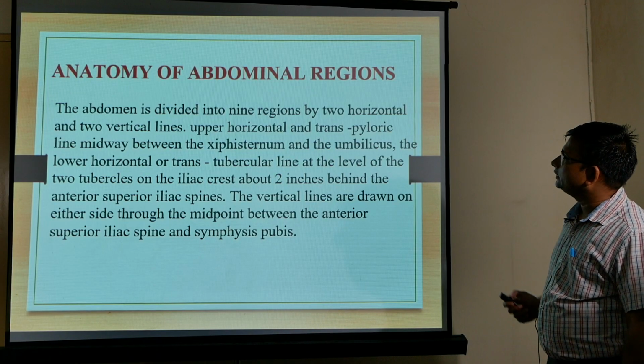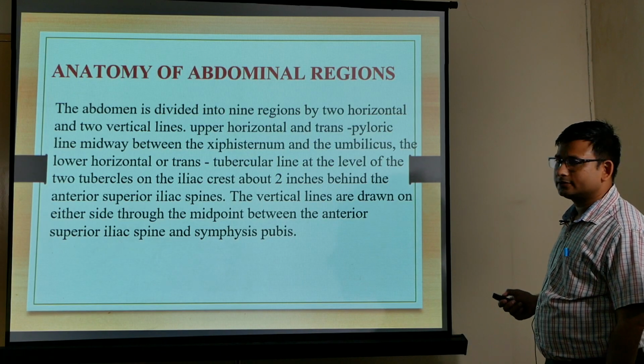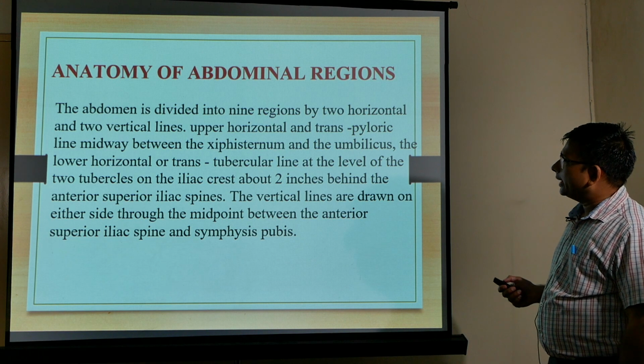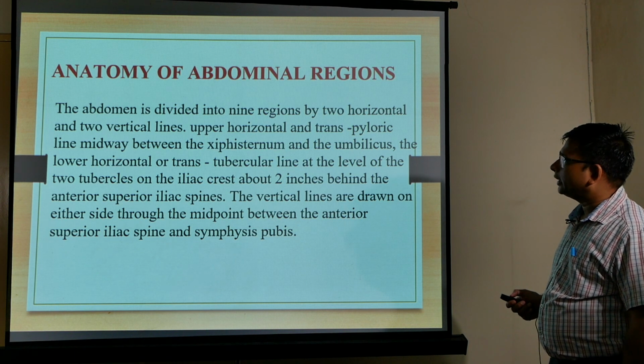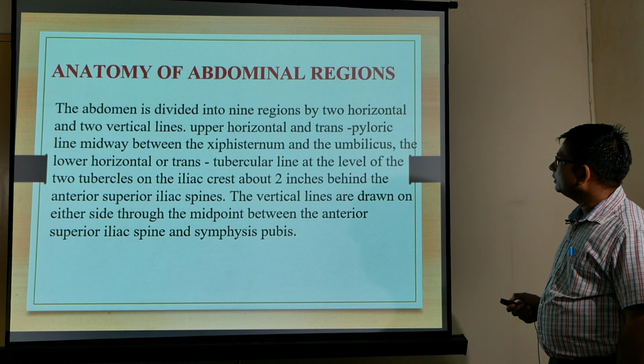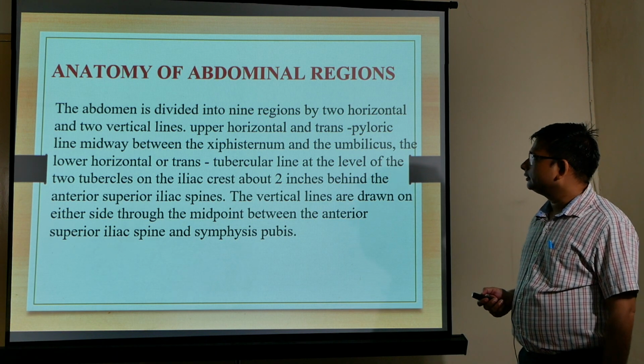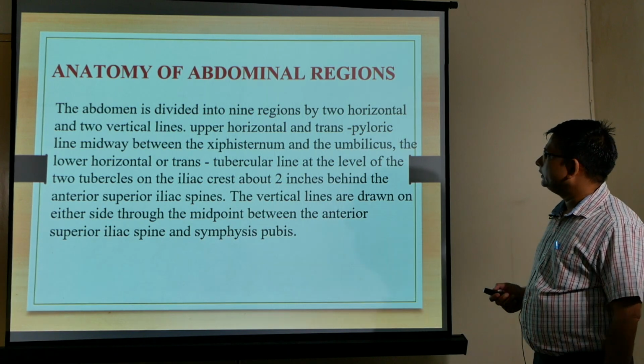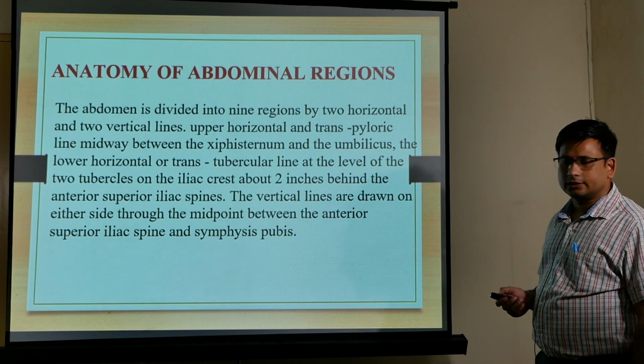So we will start with the anatomy of the abdominal regions. The abdomen is divided into 9 regions by 2 horizontal and 2 vertical lines. The upper horizontal or transpyloric line lies midway between the xiphisternum and the umbilicus.